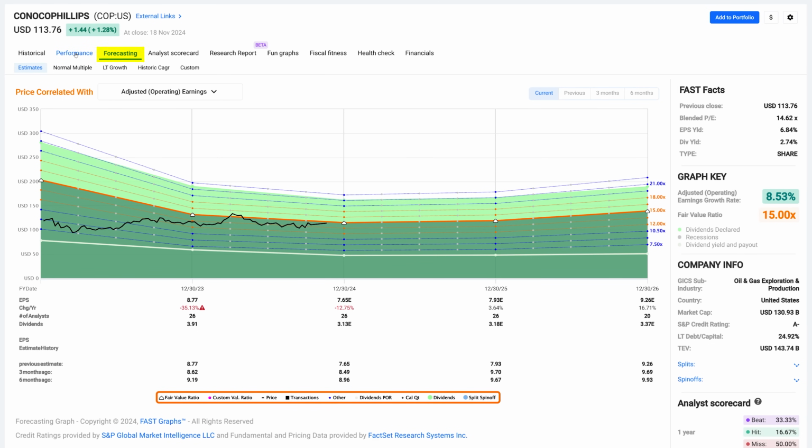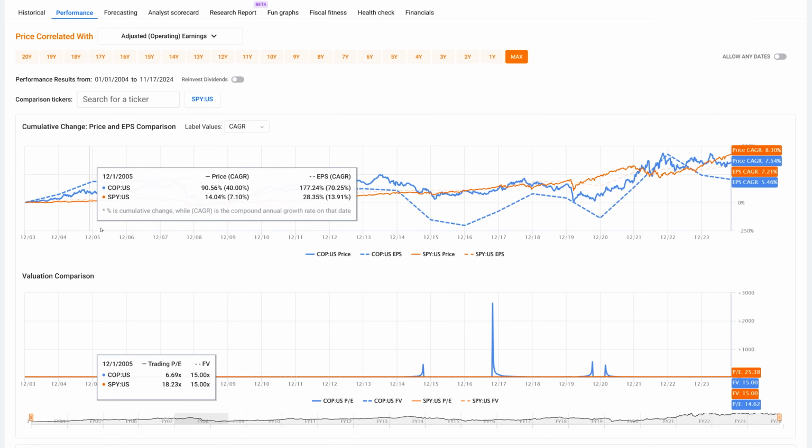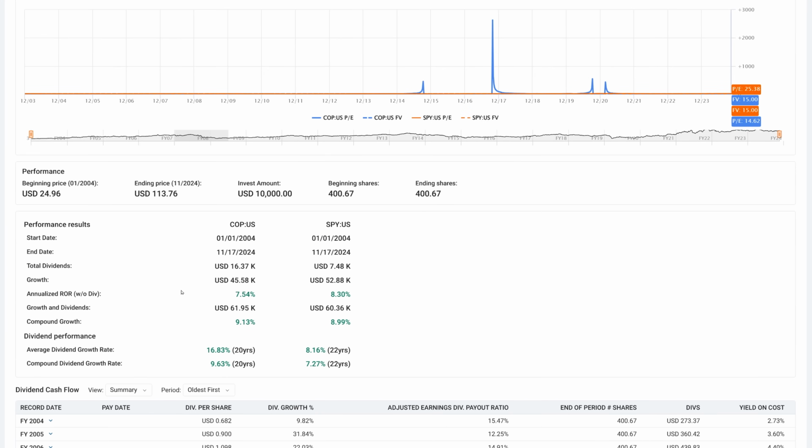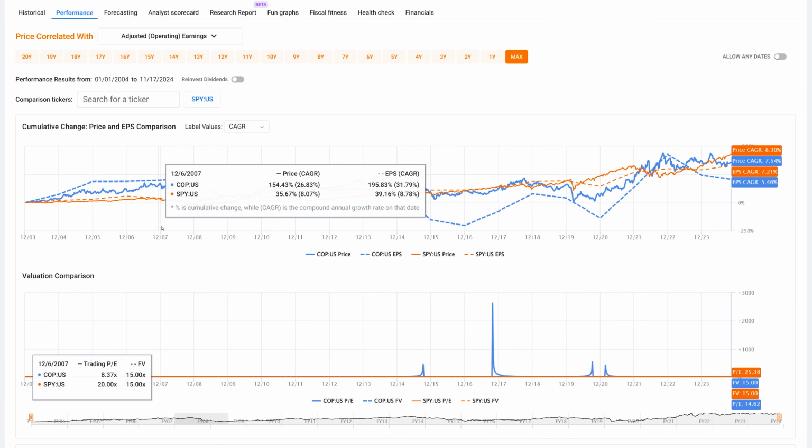Now, if I click on the performance tab, what I learn is that if I look at performance, it's underperformed the S&P 500. That's the only thing I'm comparing it to here, by just a little bit. But keep in mind how cyclical it was. On capital appreciation alone it underperformed, but on total return, it actually outperformed the S&P because it paid $16,000 plus in dividends versus $7,000 in the S&P 500. So it generated almost twice the income.